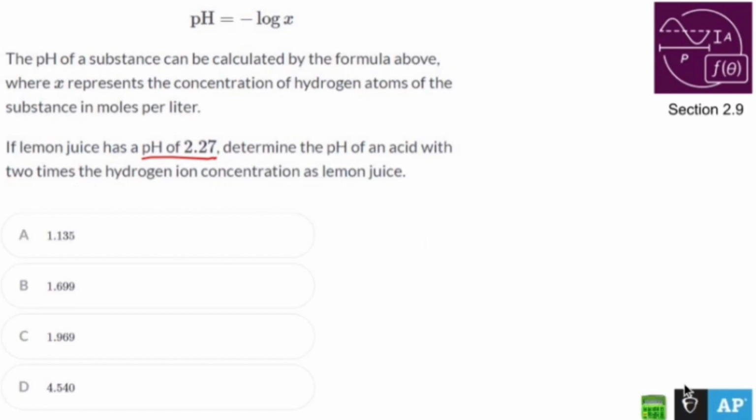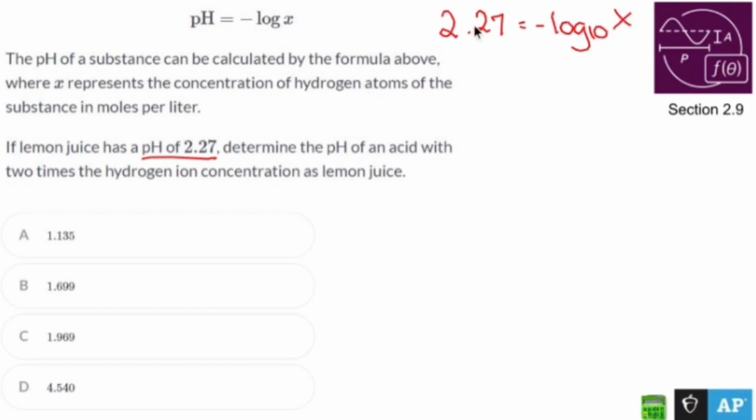Thank you, Lord, we have one of these guys. So let me do two things. My pH is 2.27, so let me rewrite this equation. Instead of pH, I'm going to write 2.27. That's going to equal negative log. Now, since there's no base, I'm going to write out the fact that we have an invisible base 10, and then of x.